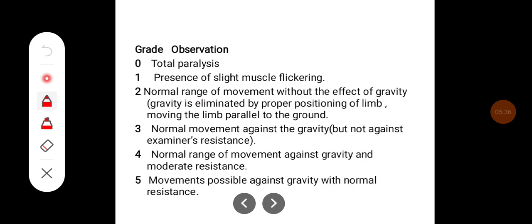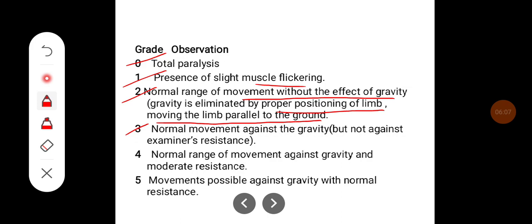Grade 0 is total paralysis when the person is asked to move the limb voluntarily. There will be no movement at all. Grade 1 is the presence of slight muscle flickering. Grade 2 is normal range of movement without the effect of gravity. That is, gravity is eliminated by proper positioning of the limb, and the moving limb should be parallel to the ground.